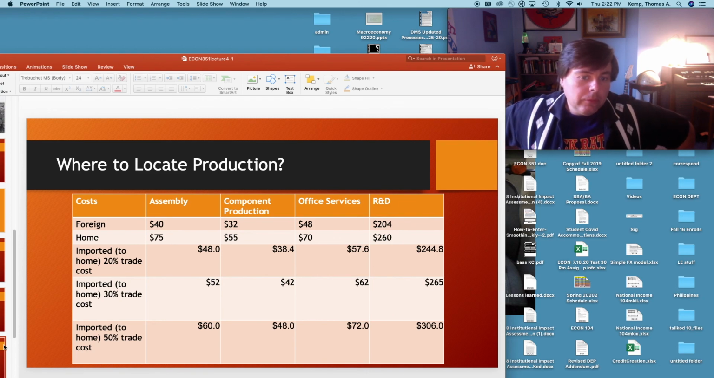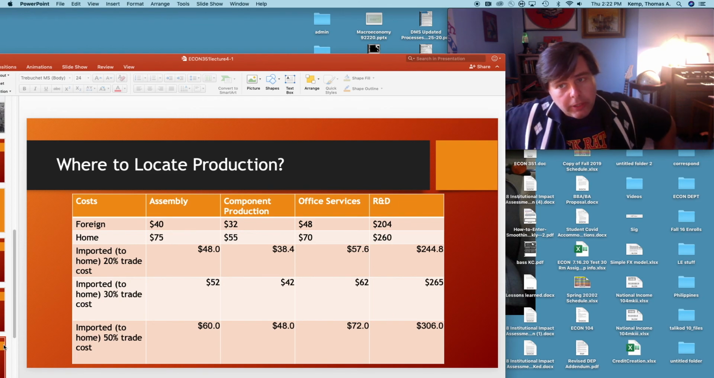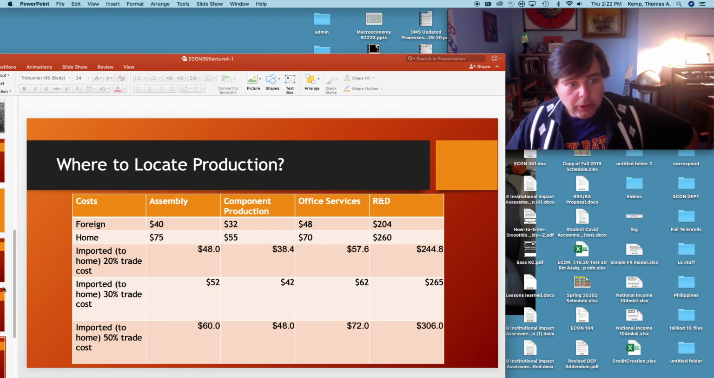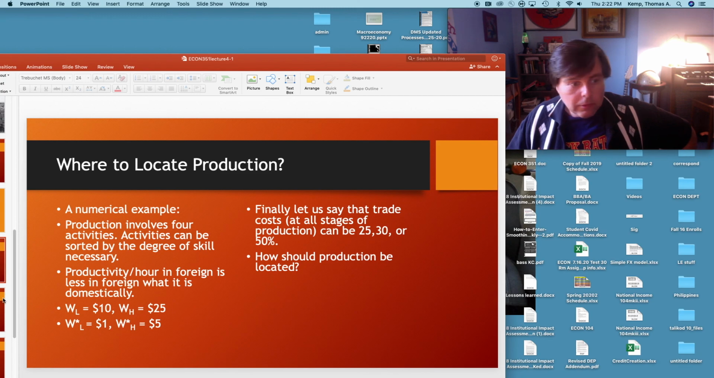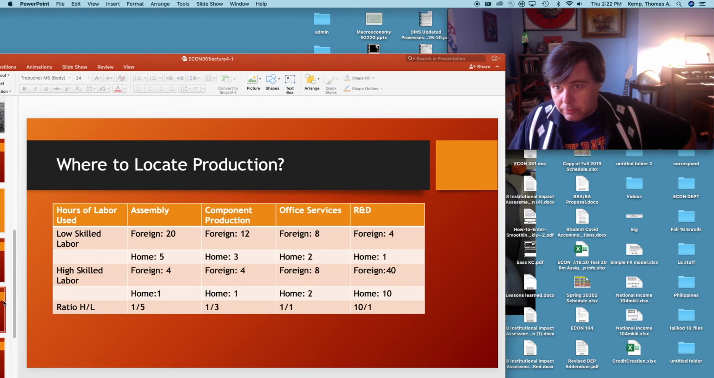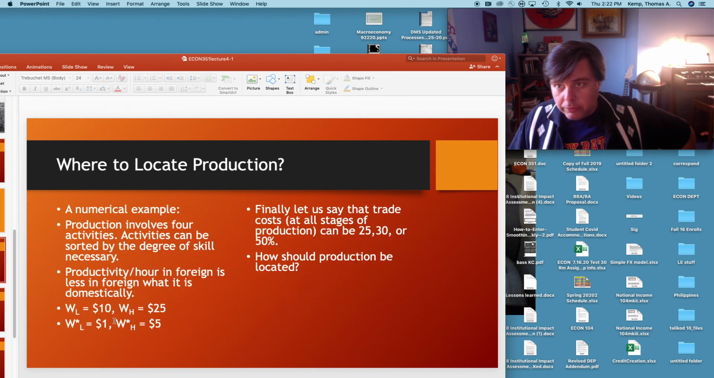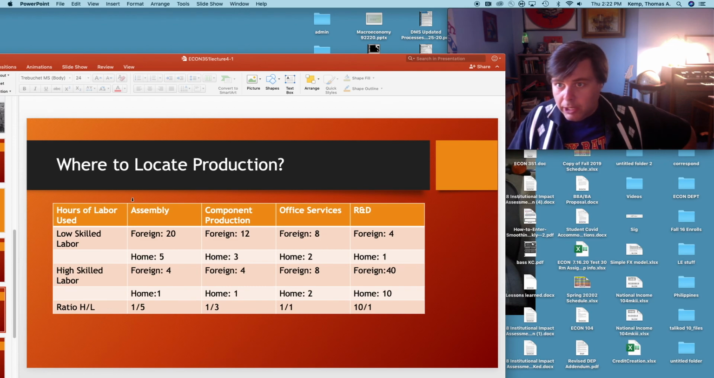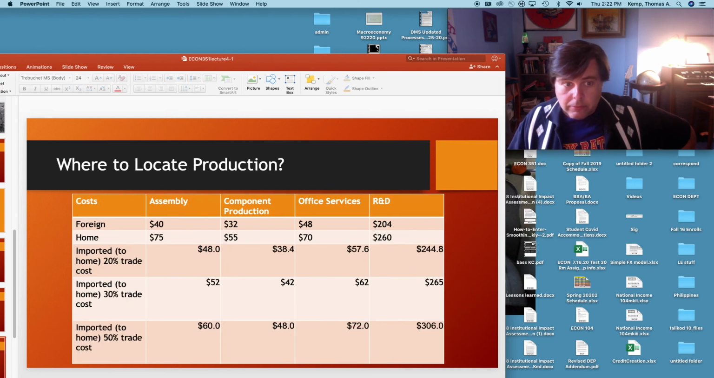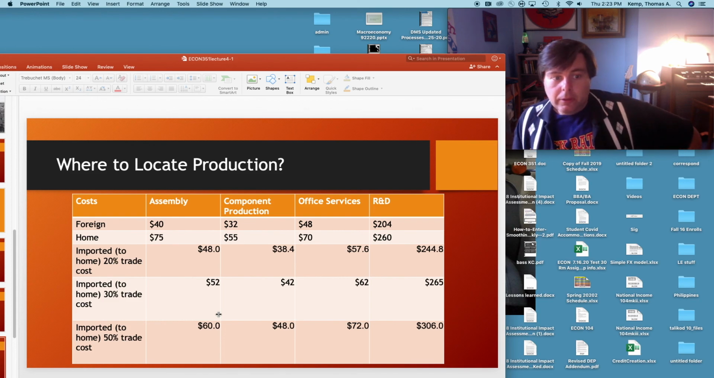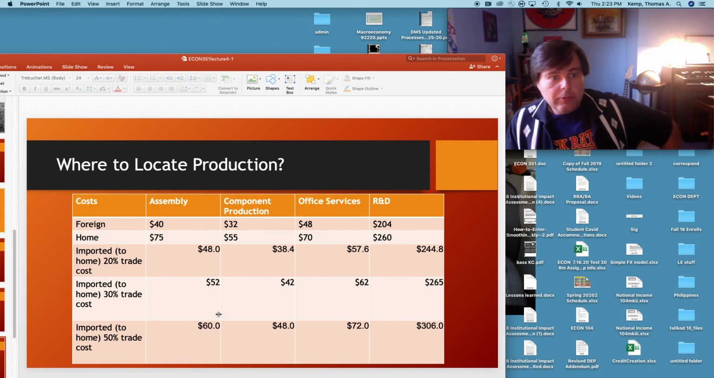Okay. So, given our costs, low-skilled labor and high-skilled labor, as well as given our times, remember, our costs are here. Our times are here. So this is our cost to hire labor here. These are our times to get the job done. We can then calculate all this. So where should we locate production? Well, the first 2 lines give us our cost to produce abroad or in the home country for assembly, component production, office services, and R&D.